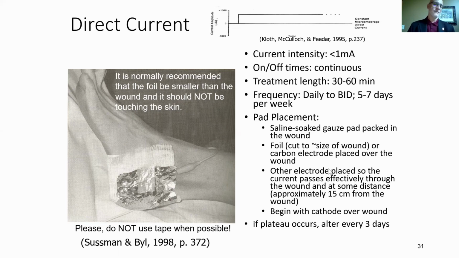So high volt or direct current works. Now, with direct current, there's the potential to burn somebody, so that's the one that's a little bit more dangerous. So if I was going to choose one, monophasic is used for tissue healing.